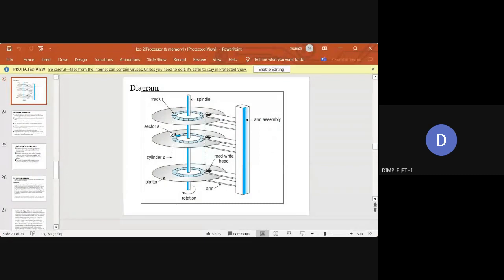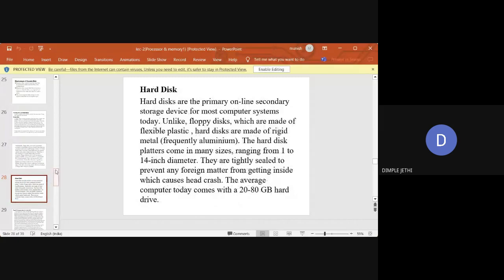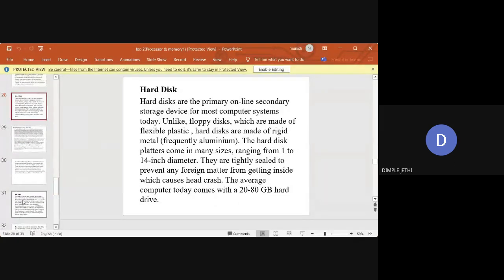If there are three disks, then how many surfaces can I use? Four. Sorry, but I think it's four, right? Because on the top you cannot store, and on the bottom side of the last disk you cannot store. Yes. So there are one, two, three, four sides where you can store the data, right? So this was about your primary memory and secondary memory.